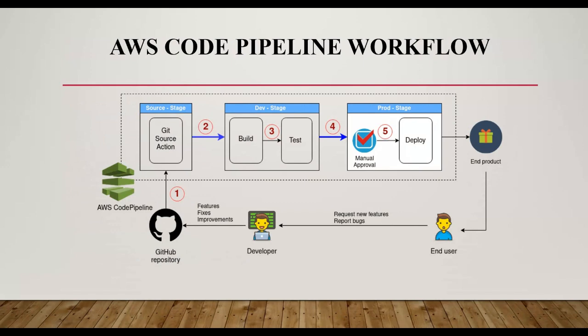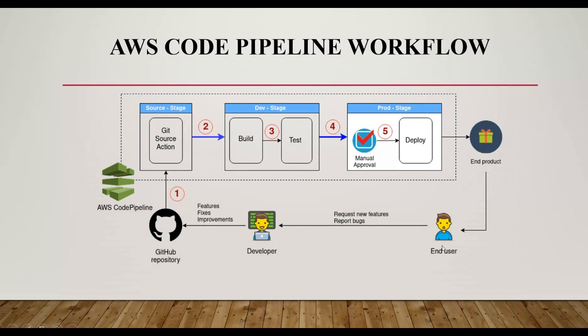Let's move to the AWS CodePipeline workflow, how it works. Let's see the diagram. It first starts with the GitHub repository, the source repository, and moves to the source stage. Then in the dev stage, it builds and tests. Then it moves to manual approval. After approving manually, it starts deploying. After deploying, it reaches production.